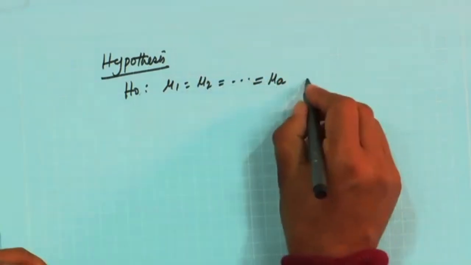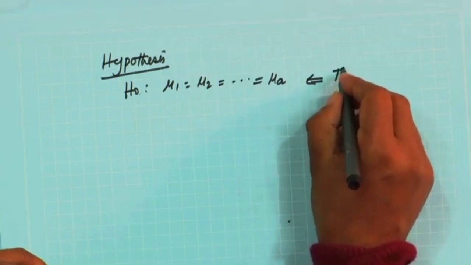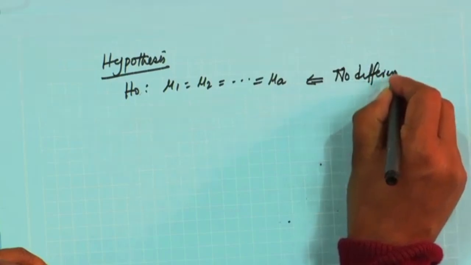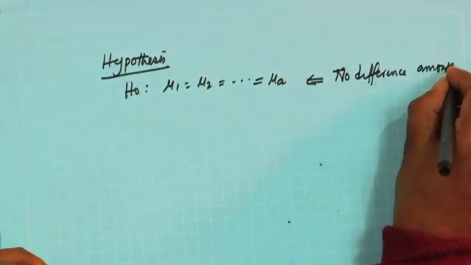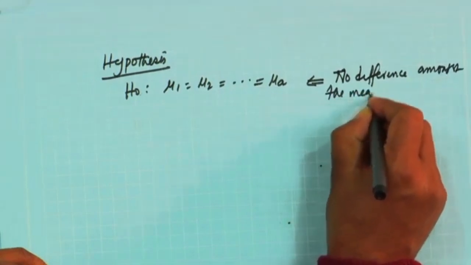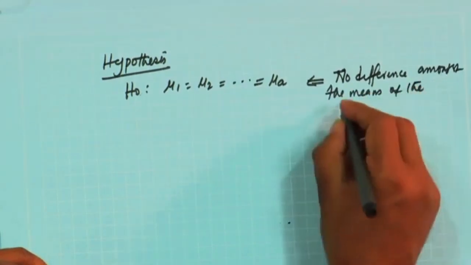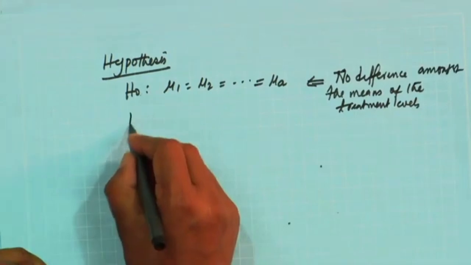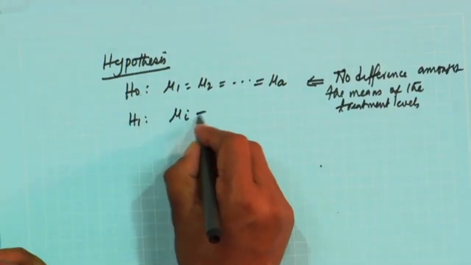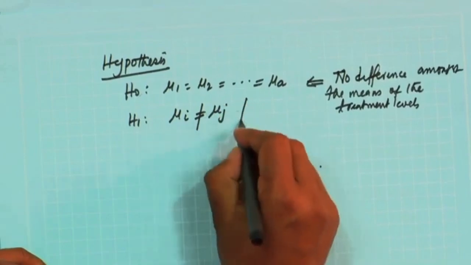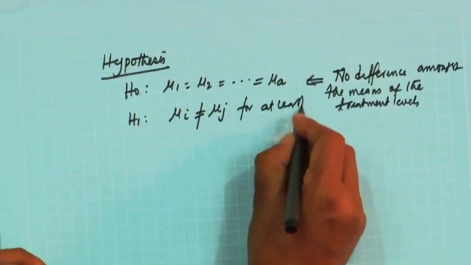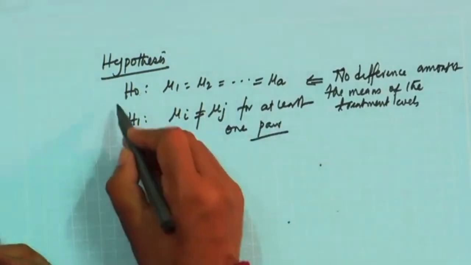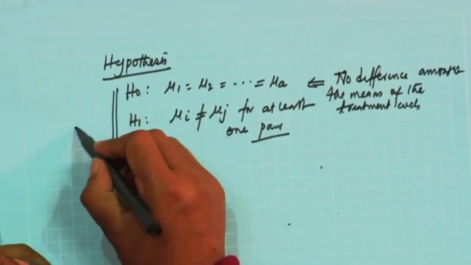equal to mu a. So, that means there is no treatment effect, that means no difference amongst the means of the treatment labels. And what is our alternate hypothesis? Mu i not equal to mu j for at least one pair. So, this is known as hypothesis for means.